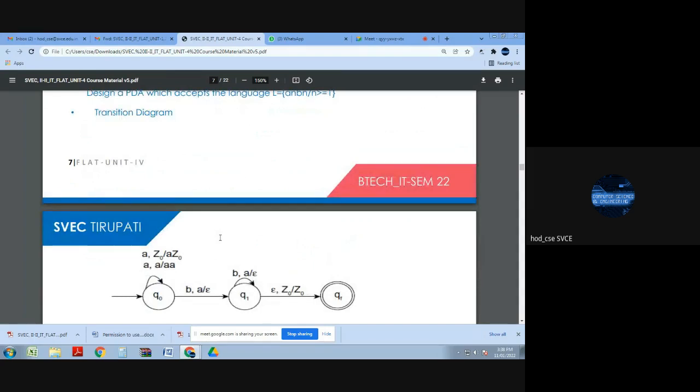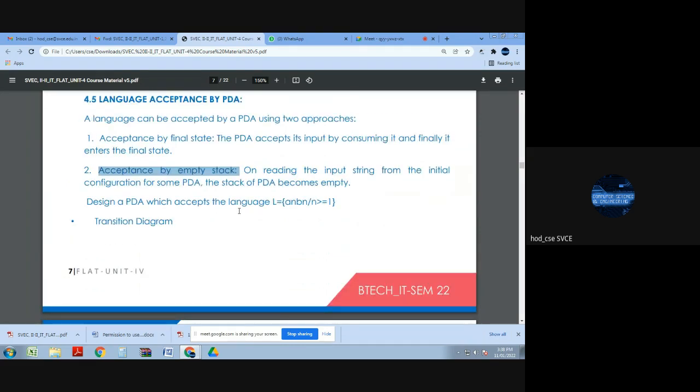Now we'll see one example of how to construct a PDA. The language is a power n, b power n, where n is greater than or equal to 1. So at least one a b should be present. For this language, we need to construct a PDA. It is difficult in finite automata.